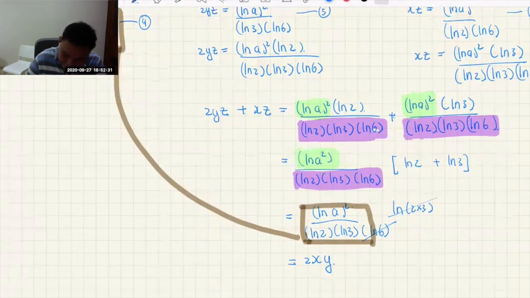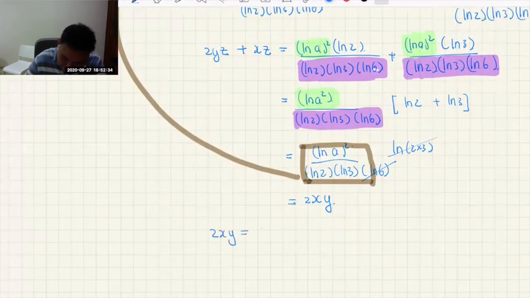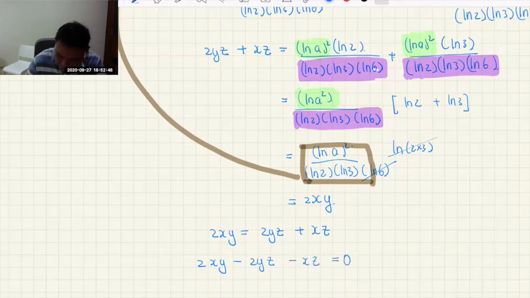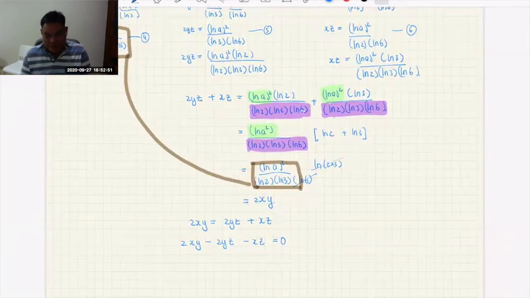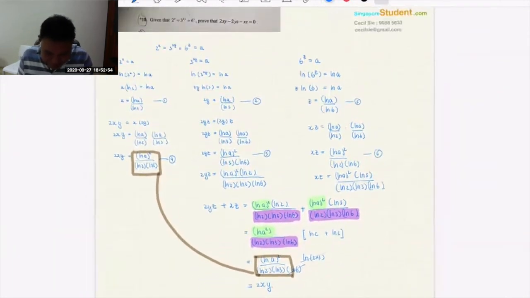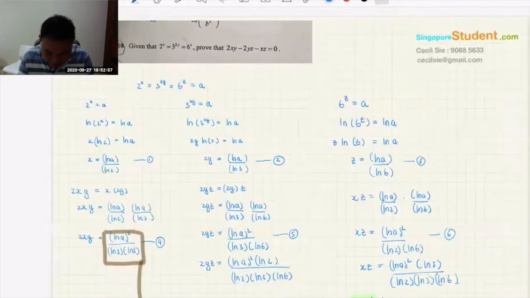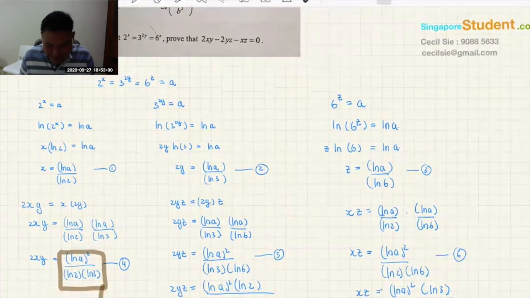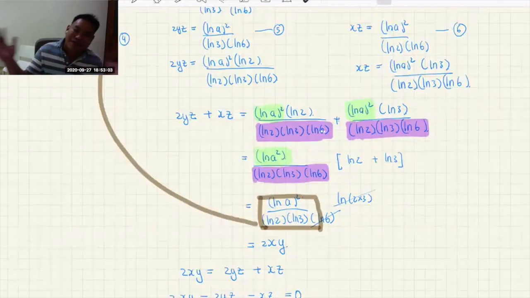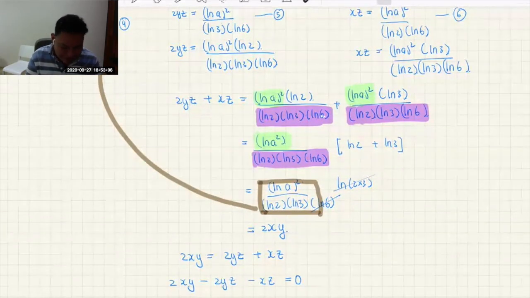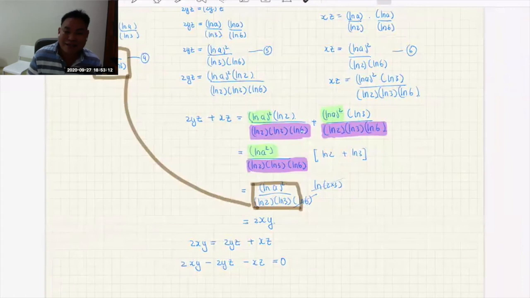So what is your conclusion? 2xy equals 2yz plus xz. Then shift everything to the left. 2xy minus 2yz minus xz equals 0. Whew. That's the thing. We managed to prove this. It's not too difficult, but it takes a long time for us to do this, right? This is under indices.